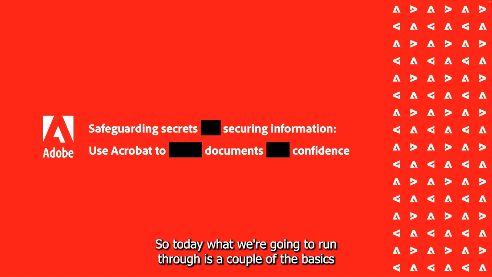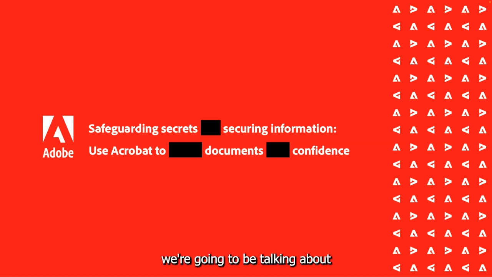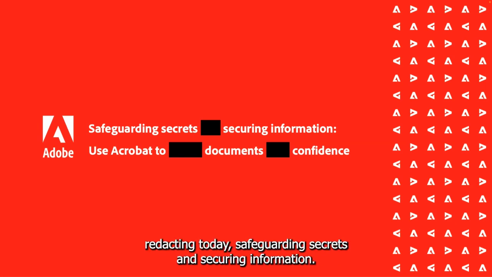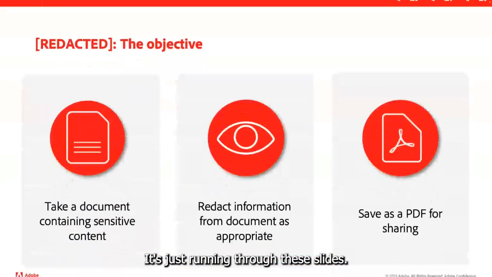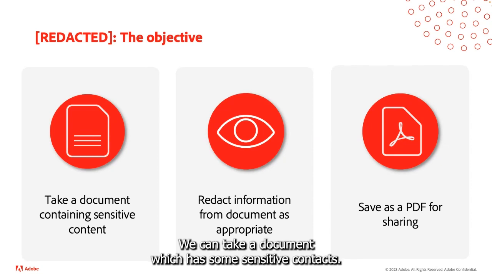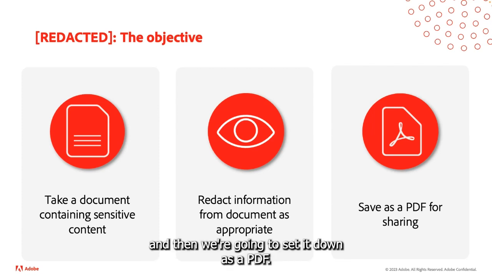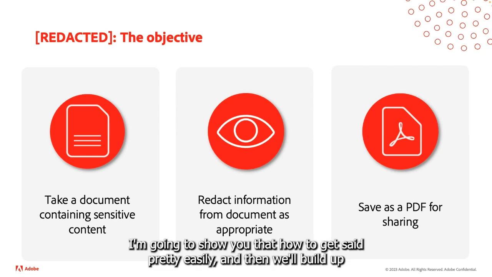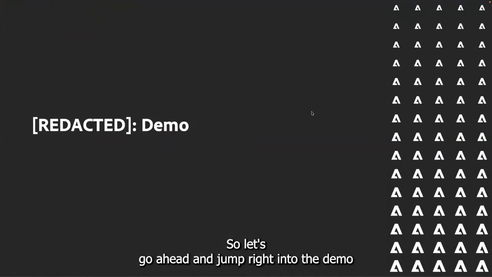So today what we're going to run through is a couple of the basics, and then we'll work up to a couple of advanced techniques with Acrobat. As you can see up on screen, we're going to be talking about redacting today, safeguarding secrets, and securing information, so how you can use Acrobat a lot better. We're going to do three things. We're going to take a document which has some sensitive content in there, redact some information from it, and then save it down as a PDF. I'm going to show you how to get started pretty easily, and then we'll build up on that until we can start to do this at scale. So let's jump right into the demo.